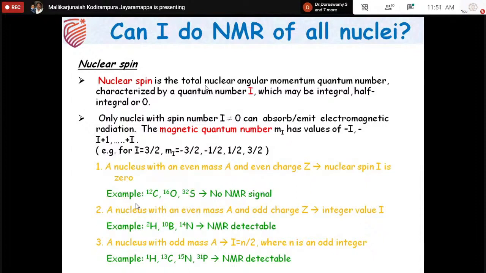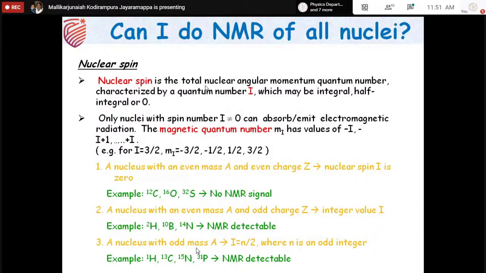But whenever we consider a nucleus with even mass number and odd charge number, that is odd atomic number, then they can be detected here. H2 is the deuterium nucleus, one of the isotopes of hydrogen. And boron 10 we can do, and this one also, nitrogen 14. This is boron 10. Corresponding spin quantum number will have an integer value.